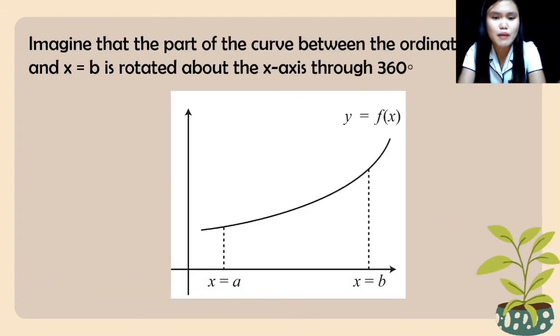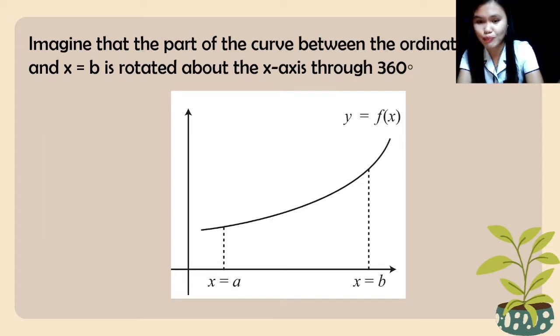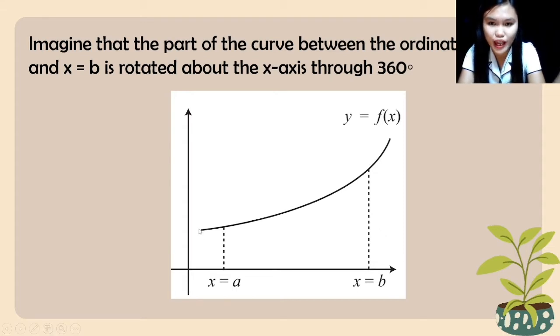Okay? So imagine that the part of the curve between the ordinates x equal to a and x equal to b is rotated about the x-axis through 360 degrees. So imagine that this curved line here, y equal to f of x, is rotated around the x-axis through 360 degrees. So what will be the resulting figure then? If we have here a curve y equal to f of x rotated around the x-axis here, what would be the resulting figure?